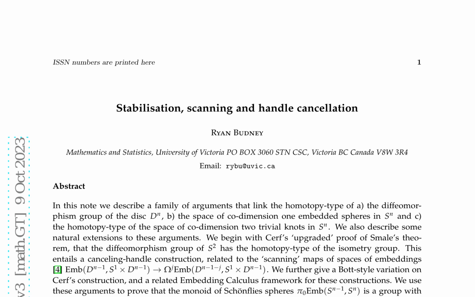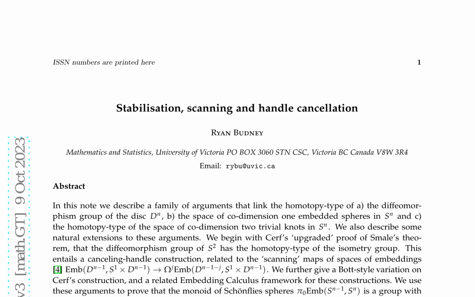n is greater than j. The paper also explores three key maps: Diff(D^n) → Ω EMB(D^{n-1}, D^n), EMB(D^{n-1}, S^1 × D^{n-1}) → Diff(S^1 × D^{n-1}), and EMB(D^{n-1}, D^n) → EMB(D^{n-1}, S^1 × D^{n-1}). These maps are crucial in understanding the homotopy type of the diffeomorphism group and the embedding space.